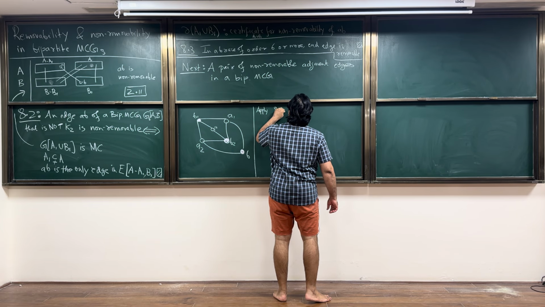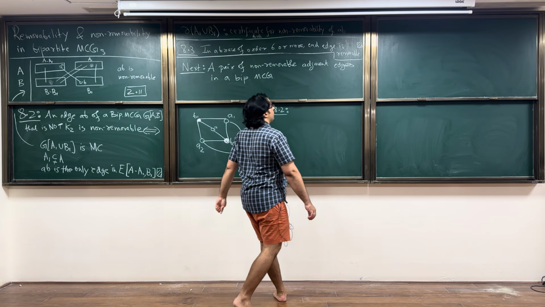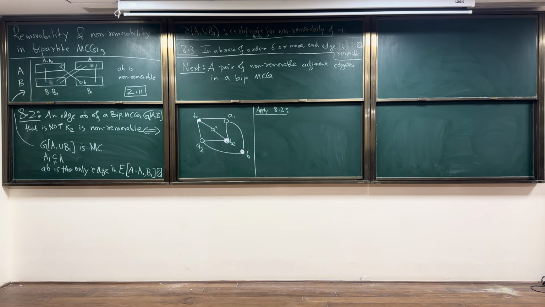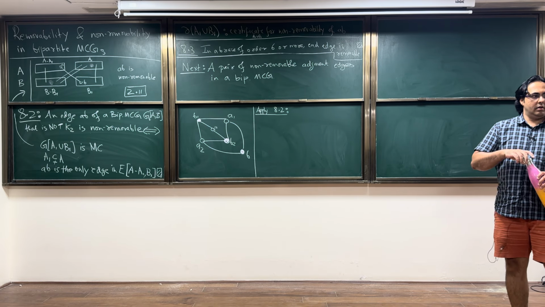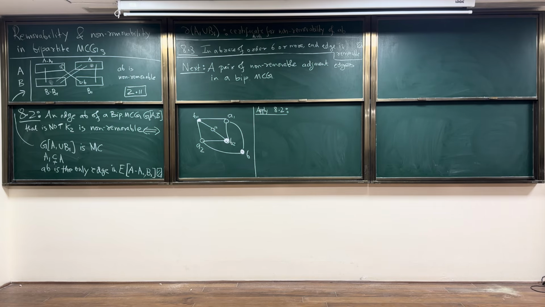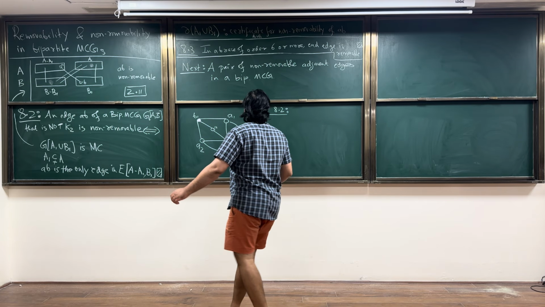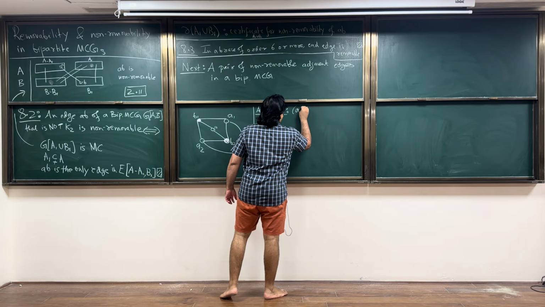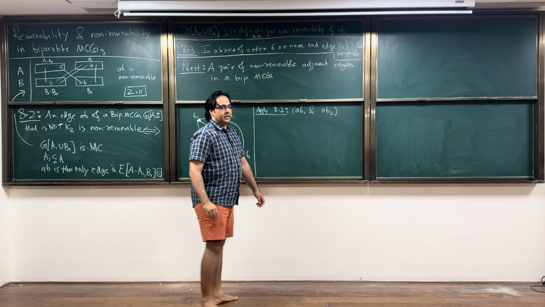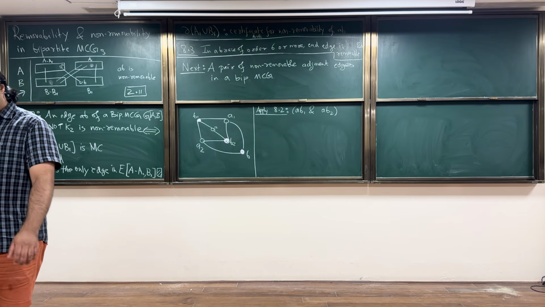Apply 8.2. See if you can make the drawings. There may be multiple ways of drawing it, but that's okay. So apply point 2 to the two edges A, B1 and A, B2. These are the two non-removable edges to which I want you to apply the lemma.